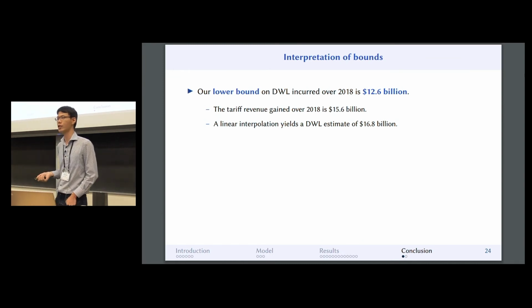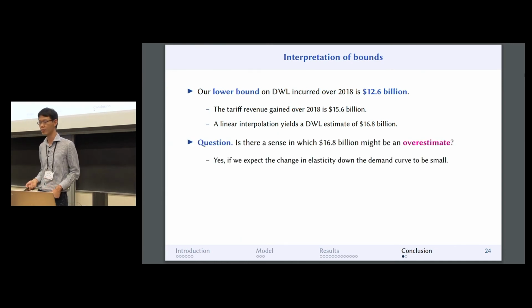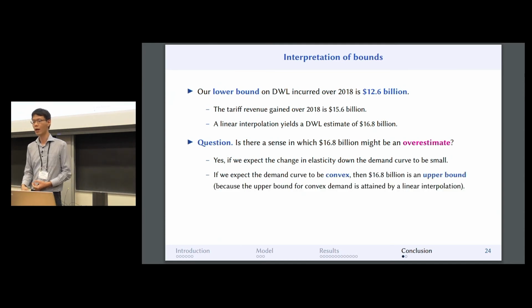And the linear interpolation that was applied in the paper yields a deadweight loss estimate of $16.8 billion, right? So how can you use our results to say something about these estimates? So one question you might ask is whether there's a sense in which the $16.8 billion might be an overestimate. And using our results, we show that the answer is yes, if we expected the change in elasticity down the demand curve to be small. And also, if we expected the demand curve to be convex, then $16.8 billion is actually an upper bound because the upper bound for convex demand curves is attained by a linear interpolation.